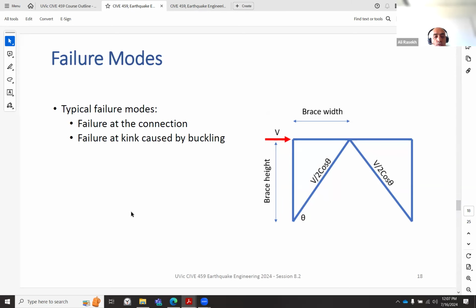There are two failure modes that could be imagined. Failure at the connection, like if the connection is failing in a brittle way, and failure because of buckling. If one of the members under compression buckles out in an irreversible way, which means failure.